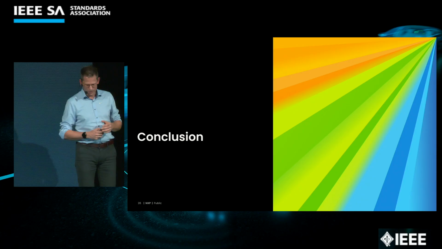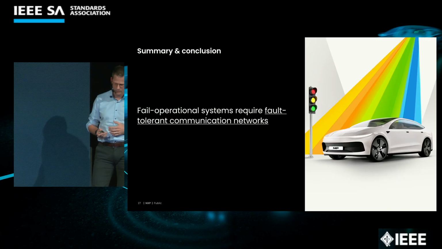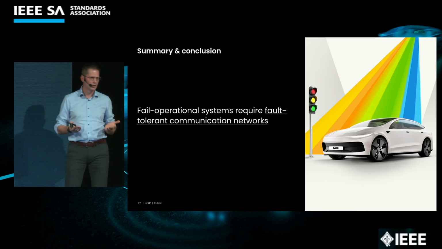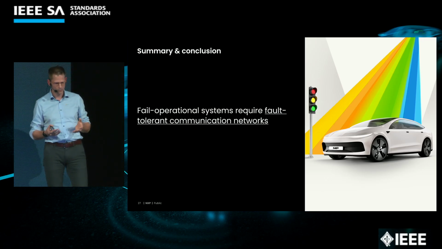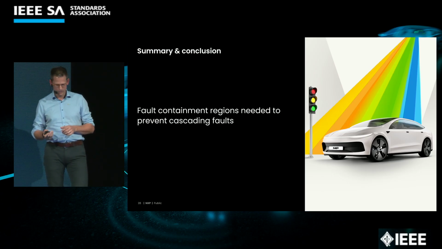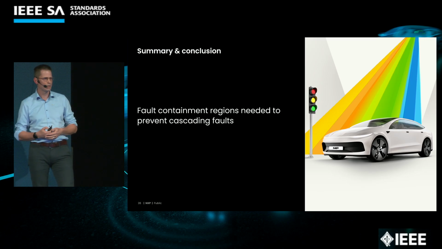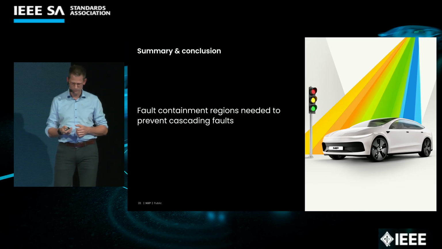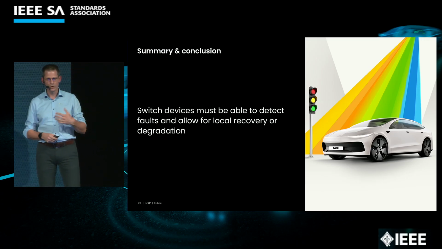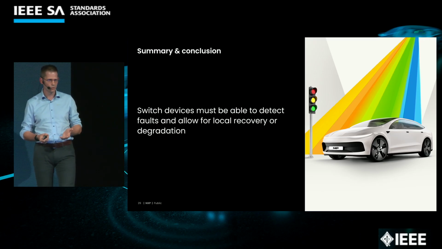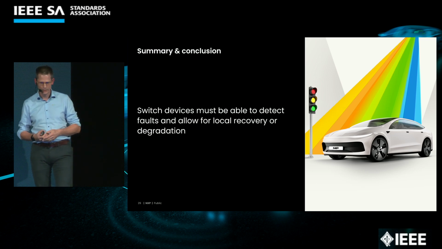So, this brings me to the conclusion. And what did I show? First of all, we need to have fault-tolerant communication networks to serve the fail operational system needs. And for this, fault containment regions is one of the means to prevent cascading faults, to make sure we get the network fail operational. And if we look at switches, they need to be able to detect the faults and have this local recovery or degradation possibilities.